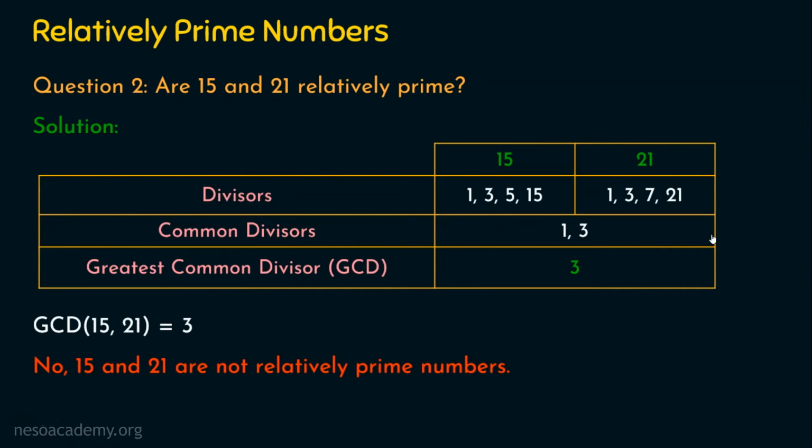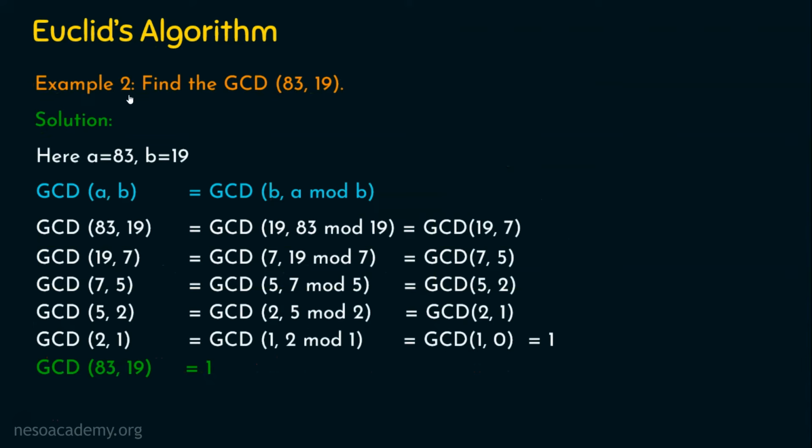Now I am going to show you an example which we had seen in the previous presentation, where in the last presentation we have seen this example 2 to find the GCD of 83 and 19. I hope you can remember this. If not, I request you to watch my previous lecture, and we confirmed the GCD of 83 and 19 is 1. So when the GCD of two different numbers is 1, then it means these two numbers are relatively prime.